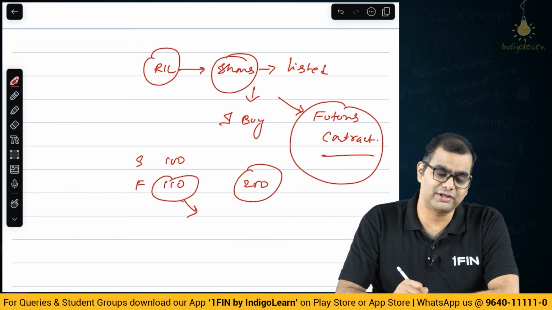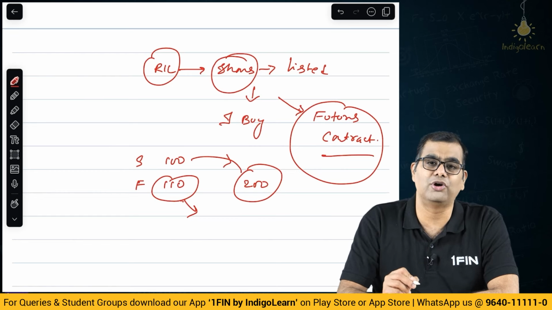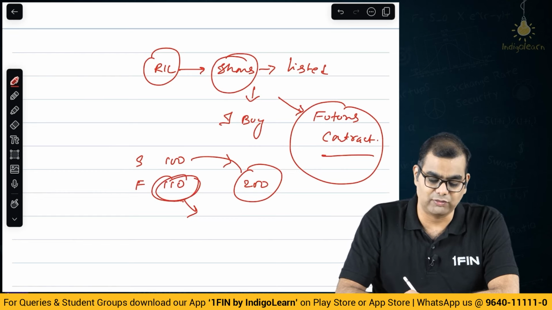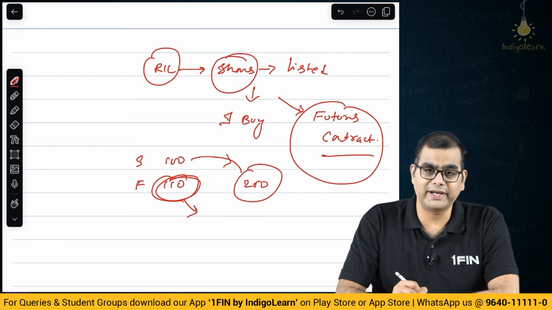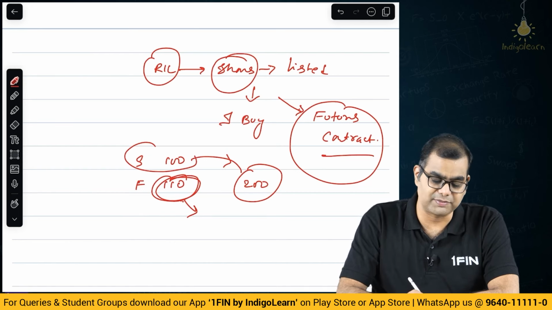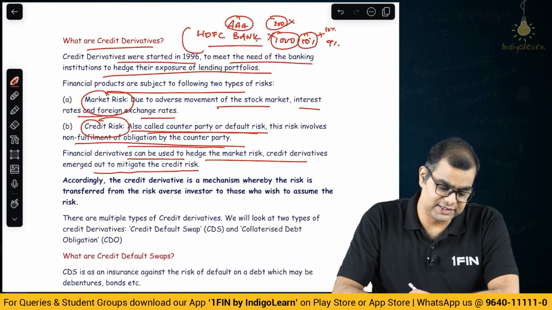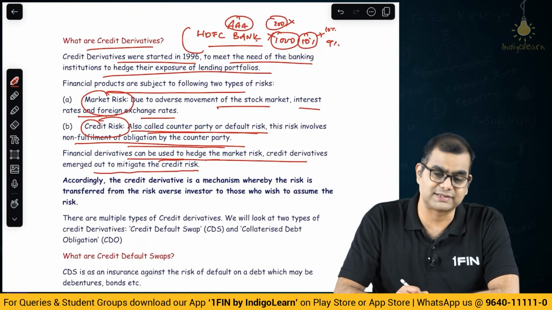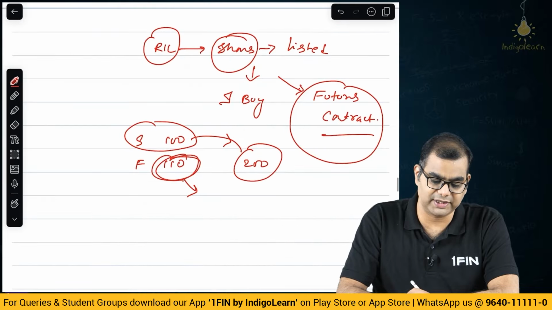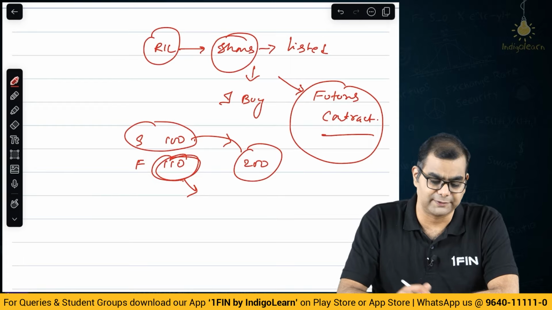What risk are you hedging here? You are hedging the risk that the price increases from 100 to 200 and you are still going to buy at only 110. You are going to buy at a low rate even though the price is increasing. The risk is of change in this particular price. So, if you come back and reread this again, financial derivatives can be used to hedge the market risk. So, the risk that the price of the particular share is changing in the market. Same way for bonds also, right? In case of bonds, it is about interest rate.